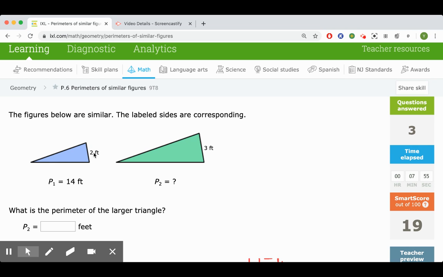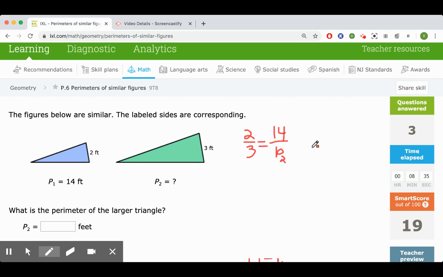So 2 feet corresponds to 3 feet. And this perimeter of 14 feet corresponds to this unknown one. And they want to know, what is the perimeter of the larger triangle? P sub 2. So we got to make the ratio of the corresponding sides. That's 2 to 3. And we now have to make a ratio of the perimeters. The smaller one is 14, and the larger one is unknown. Well, we're looking for that. Of course it's unknown.